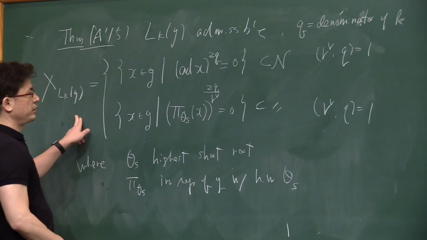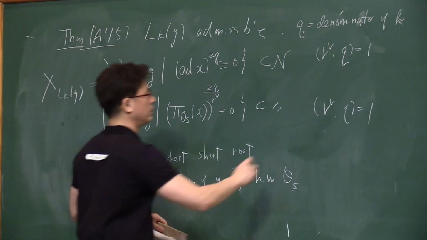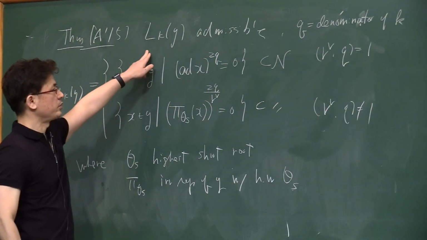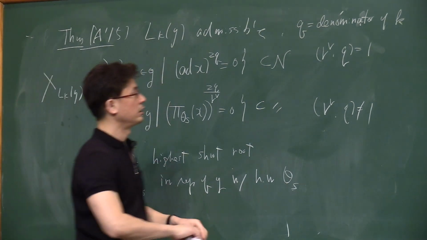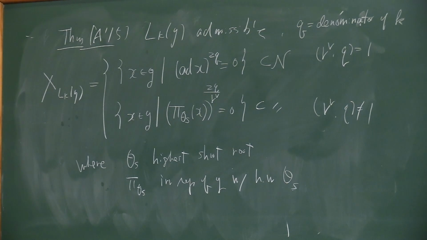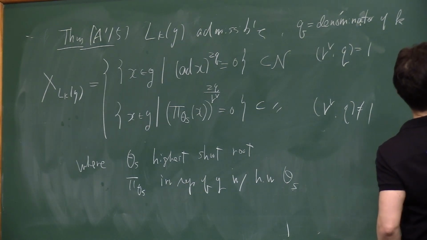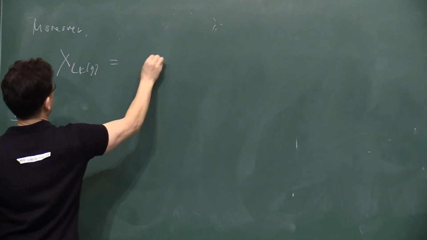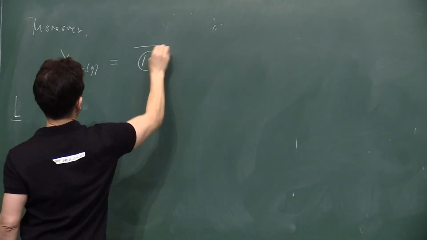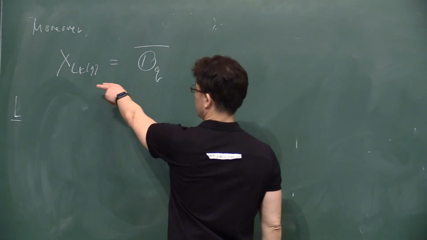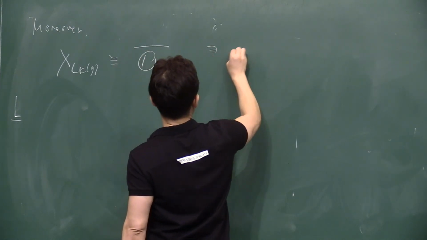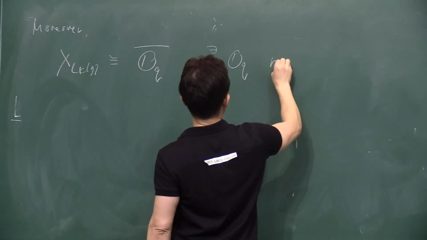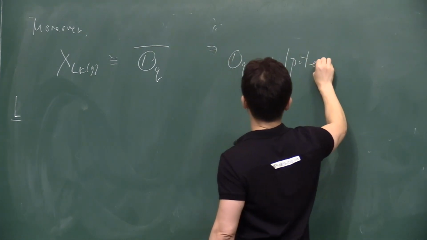So this statement in particular says that this admissible representation is quasi-lisse. And moreover, you can show, or in most cases it's been known, that this variety is actually irreducible. So there is some nilpotent orbit whose closure is exactly this variety.